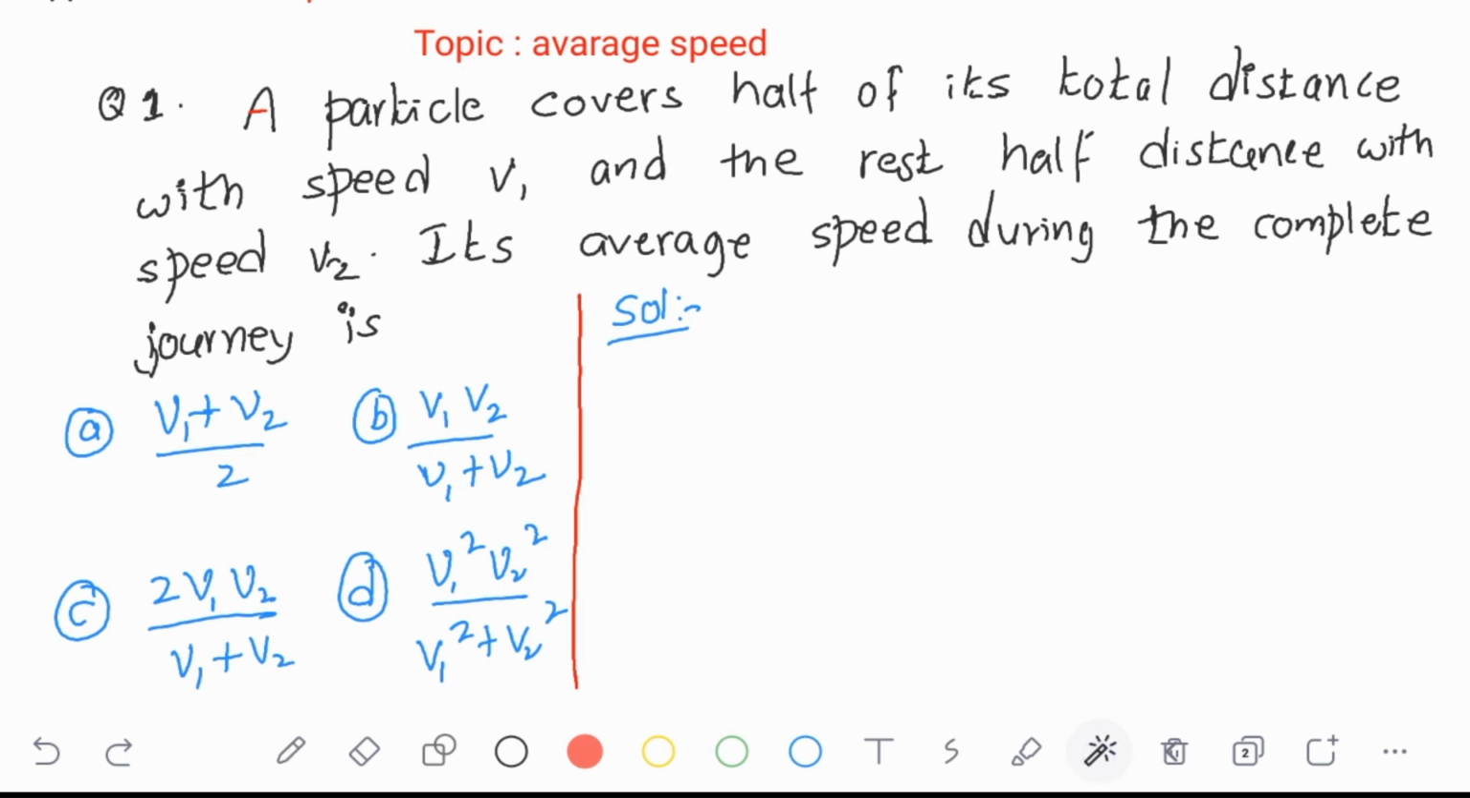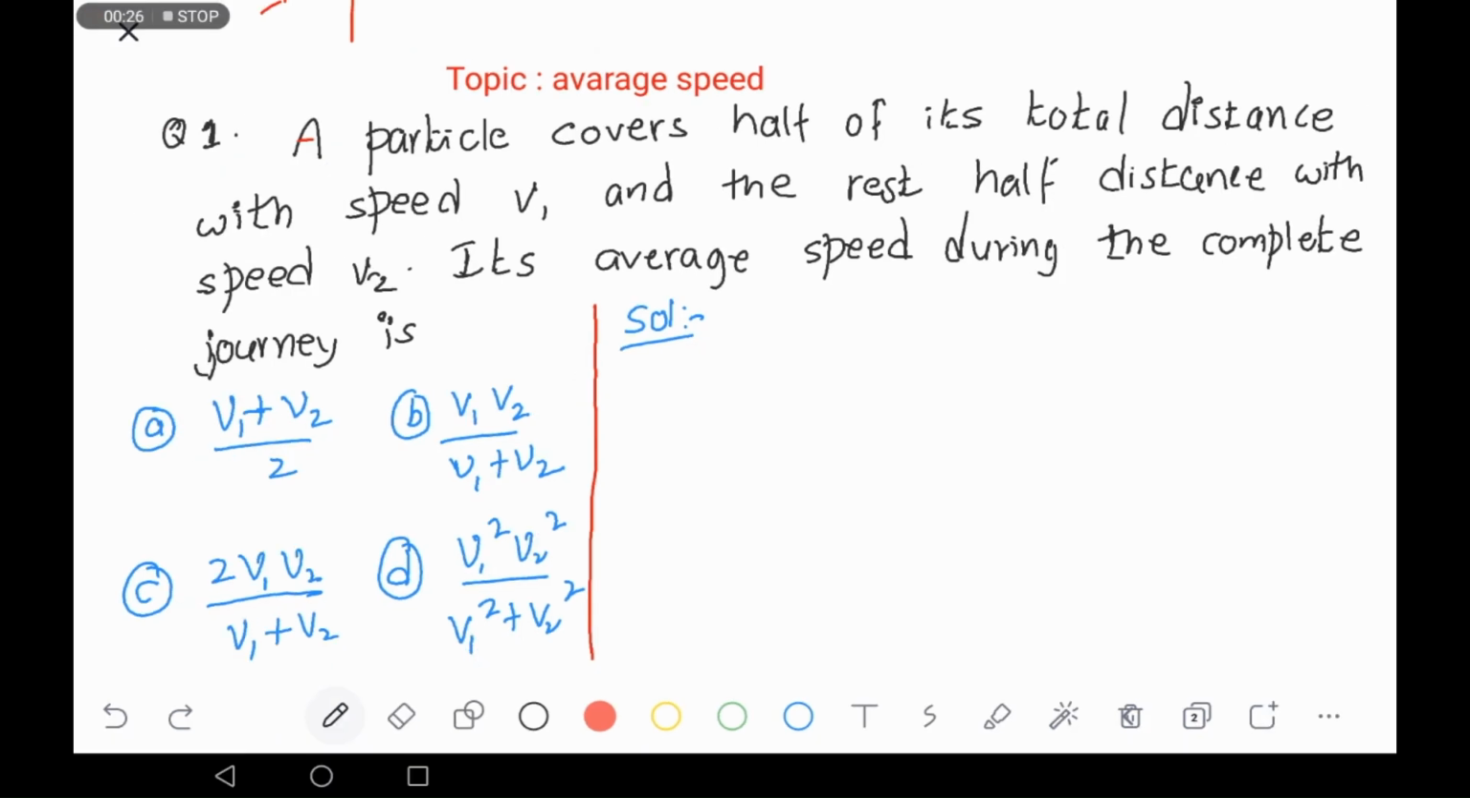Hello students, let's look at a past paper question from the NEET physics. Alright, the question is from average speed.